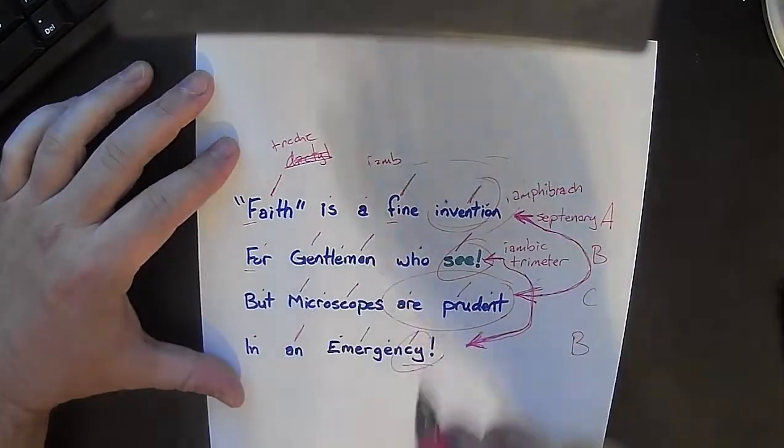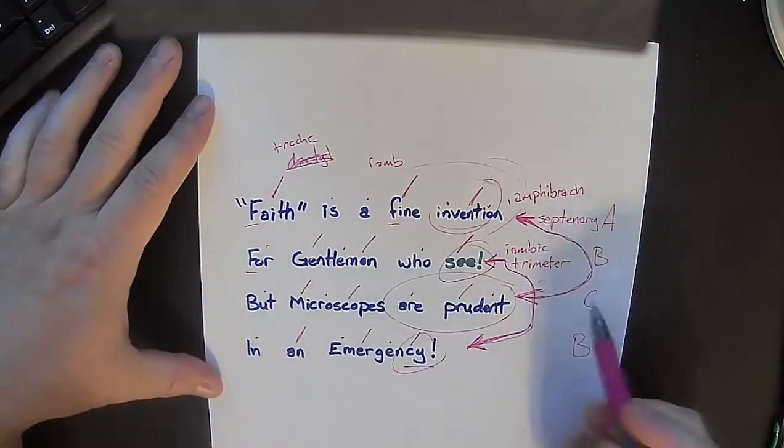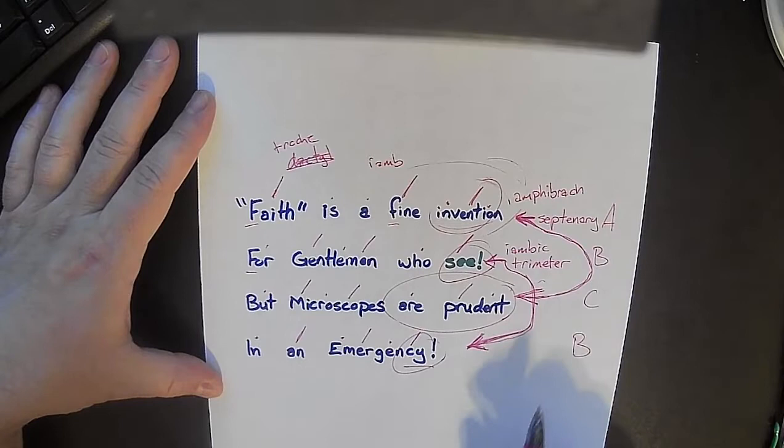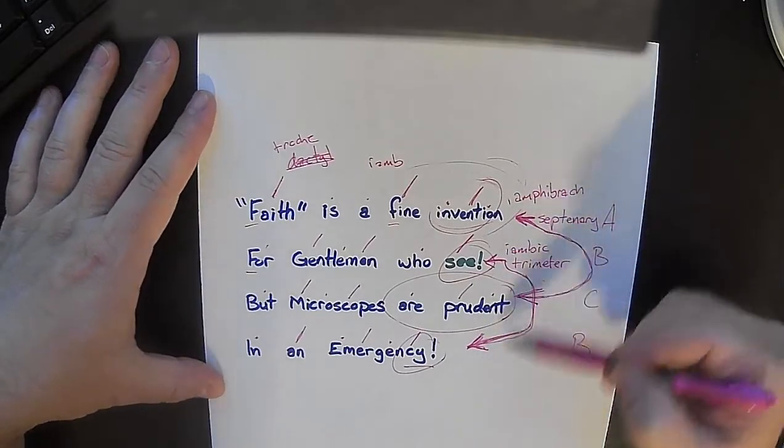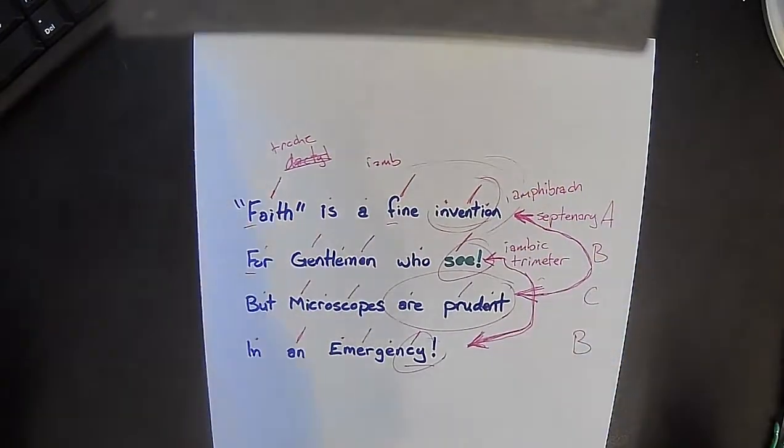So, "faith is a fine invention." All right, we've got the rhyme scheme. We've got something of a meter. It looks like something like an iambic trimeter throughout. It's a quatrain. What is it saying?